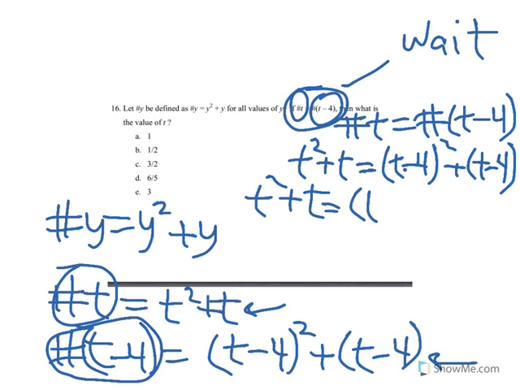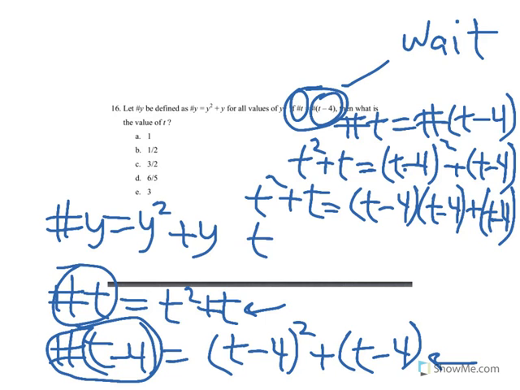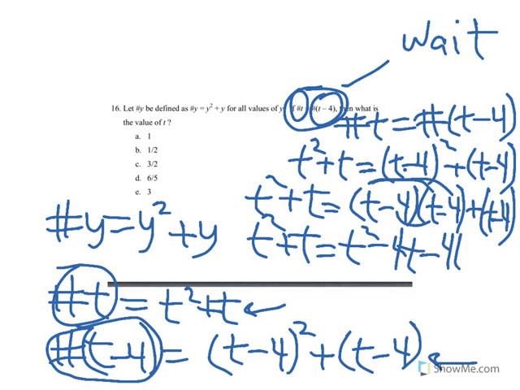This here, t minus 4 squared, that means t minus 4 times t minus 4. Some people have a fast way of doing that, or some people will FOIL it out. But what we come up with, t squared plus t equals, when we do this FOIL, it's t squared minus 4t minus another 4t, and then plus 16, and all of that is still plus t minus 4.